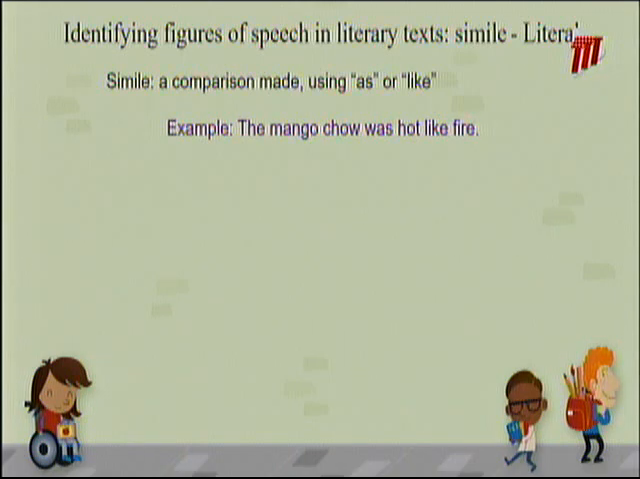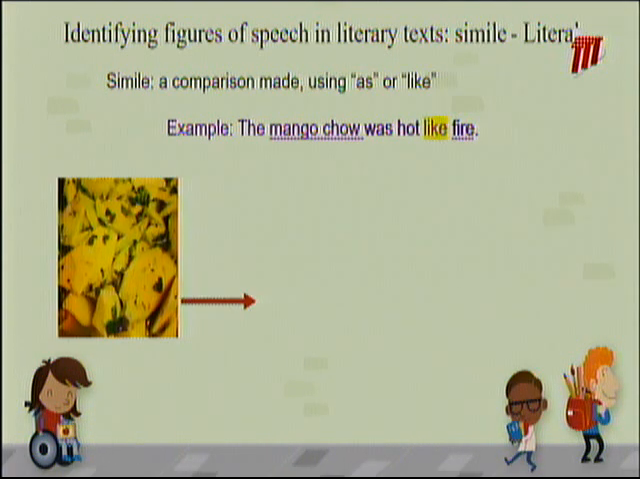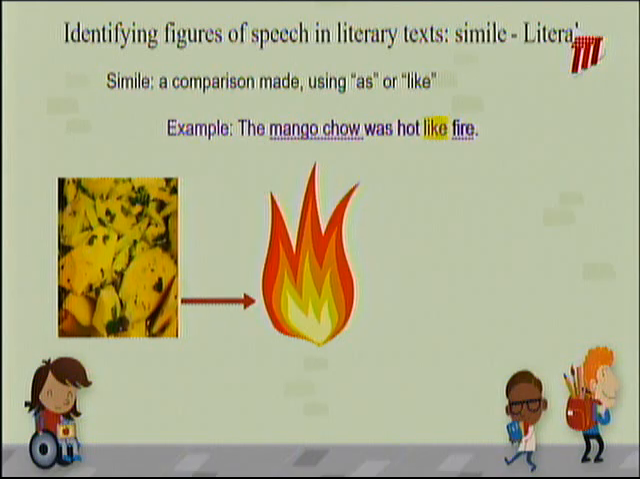Let's look at this example. The mango chow was hot like fire. The mango chow is compared here to fire using the word like. Mango chow, fire, tells us that the mango chow was extremely hot.